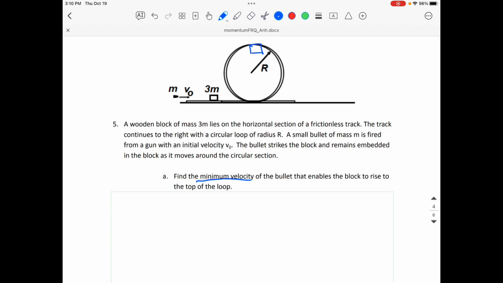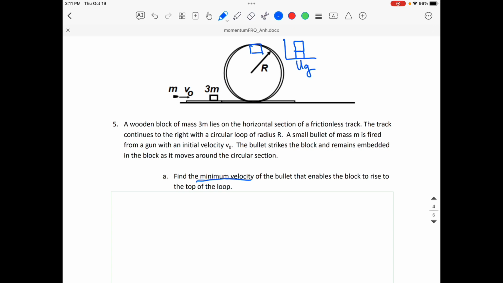So this is where we want the block. And since it's the minimum velocity, it's just going to rise up to the point where it's at rest. So in this scenario, we are going to take conservation of energy. We've got energy here at the top, which is momentarily stopped, because if it's minimum velocity, it's going to have no kinetic energy and it's going to have all gravitational.